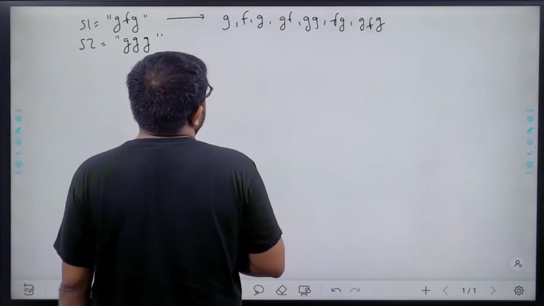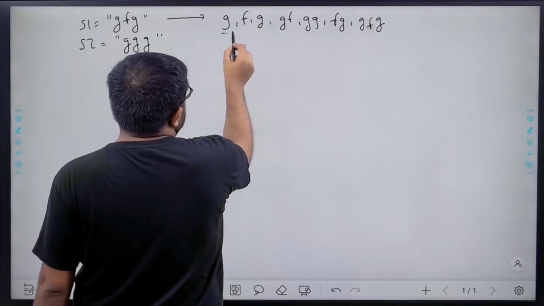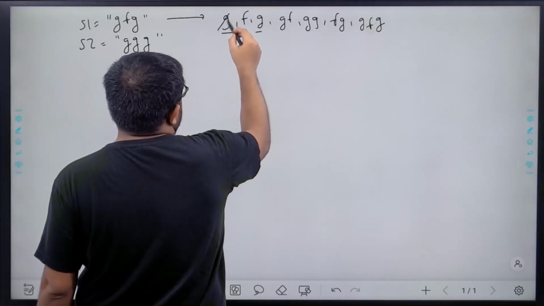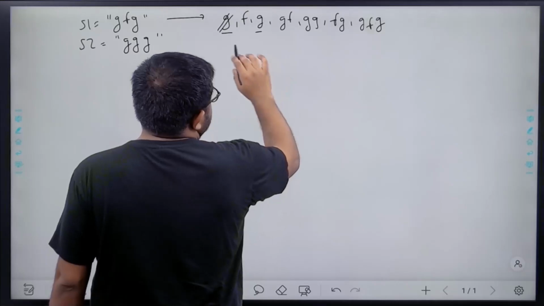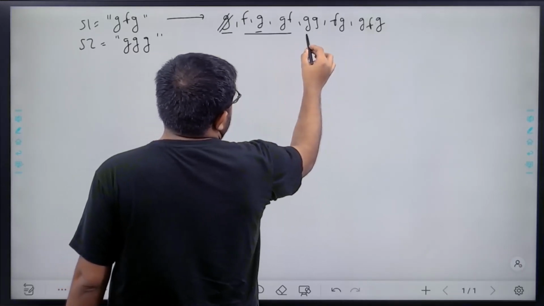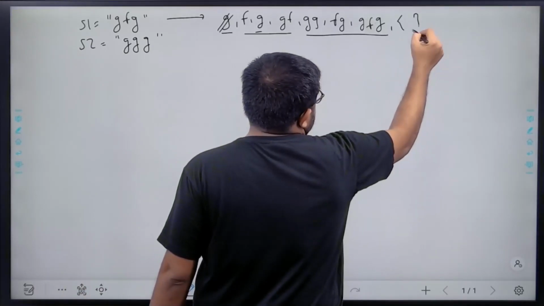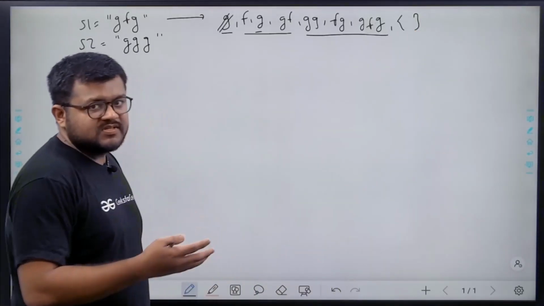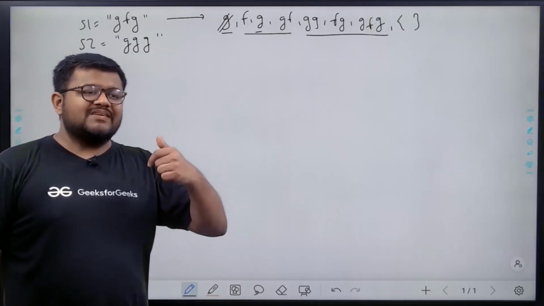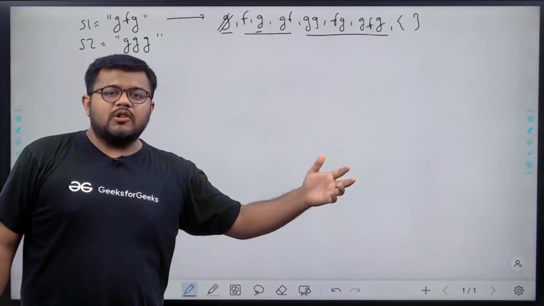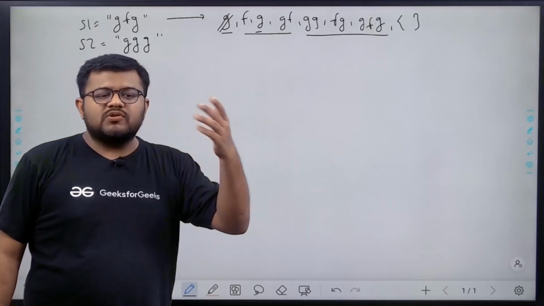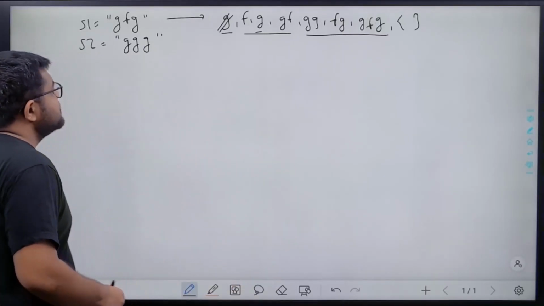Now here G is common, right? So these are not distinct, so we will remove them. Okay, so there is only one G. Now all of them are distinct, so total is 1, 2, 3, 4, 5, 6. You can also consider the empty subsequence as a subsequence. Why? Because let's say you deleted all the characters, then that empty string is also a subsequence. So these are the 7 possibilities.